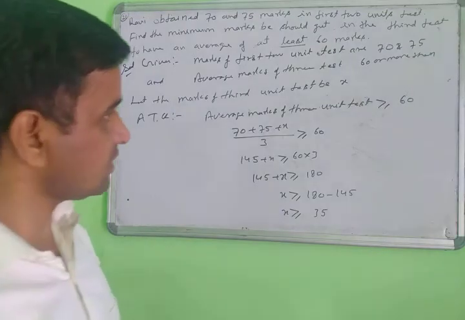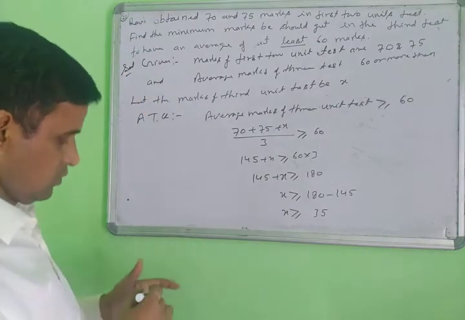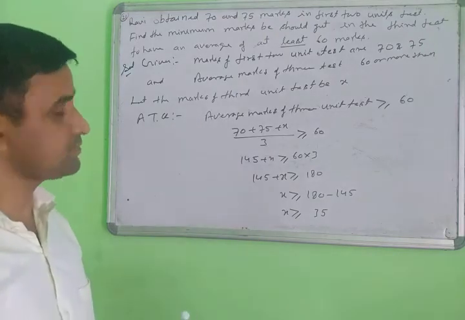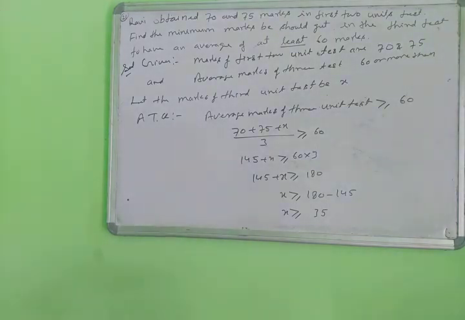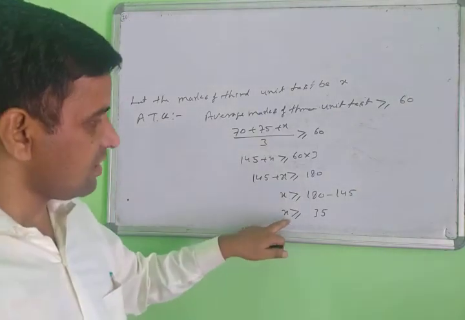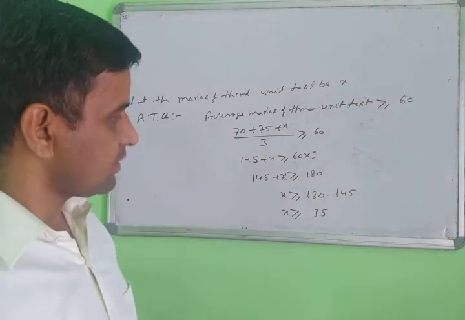Yes, you note it down. So how to write the answer of this question here? First you note it down. Then X is greater than or equal to 35 marks.